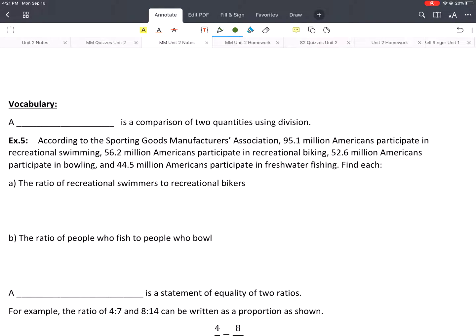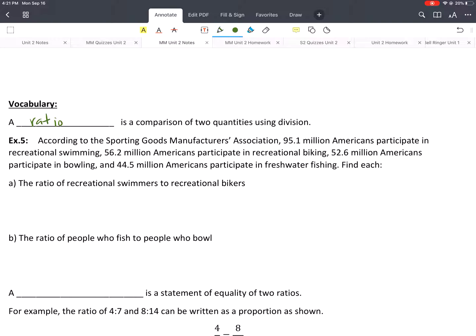Vocabulary, there we are, sorry. All right, a ratio, okay, we're kind of switching to a new thing. We're talking about ratios. A ratio is a comparison of two quantities using division, okay?